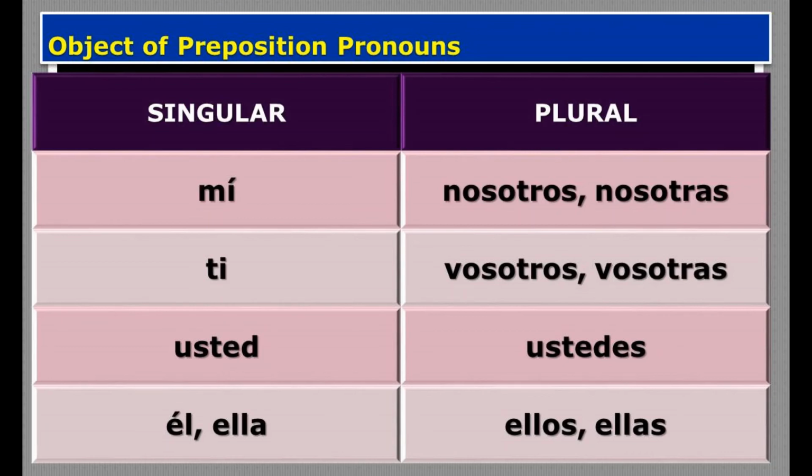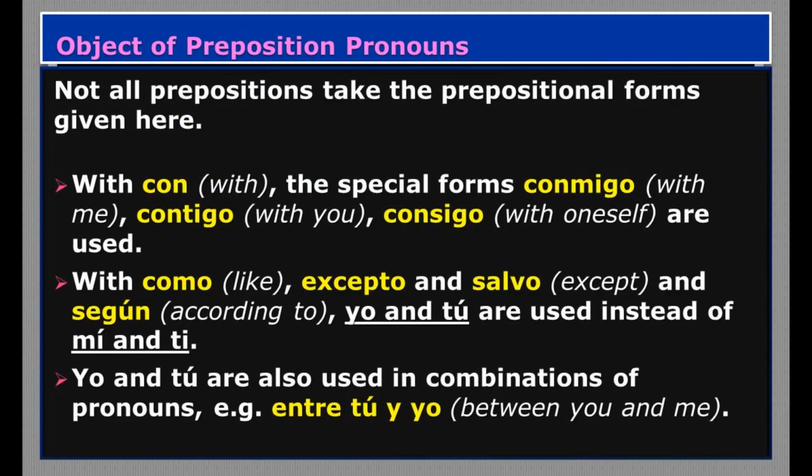In the case of the first person singular, mí, and the third person singular male, él. Not all prepositions take the prepositional forms given here. With con, the special forms conmigo, with me, contigo, with you, and consigo, with oneself, are used. With como, or like, excepto, salvo, except, and según, according to, yo and tú are used instead of mí and ti. Yo and tú are also used in combinations of pronouns such as entre tú y yo, between you and me.